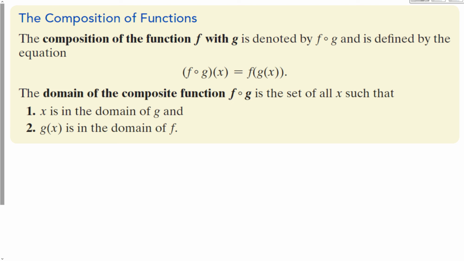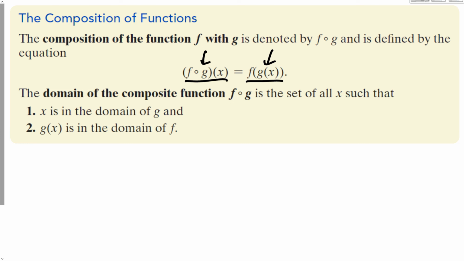Okay, so the composition of the function f with g is denoted by f of g, and it is defined by the equation f of g of x. And another way to write that is like this. These mean the same thing. So if you like the way this looks, that's fine. Sometimes you'll see it the first way, sometimes you see it the second way. It means the same thing.